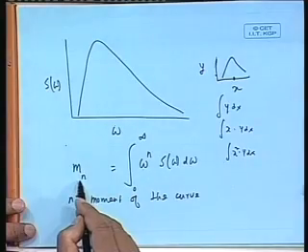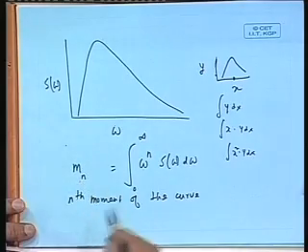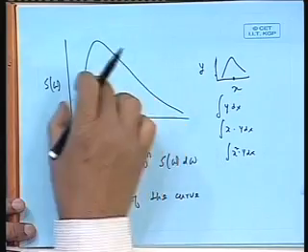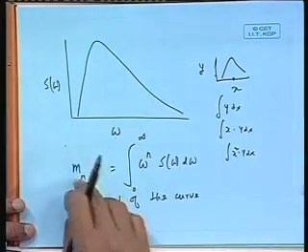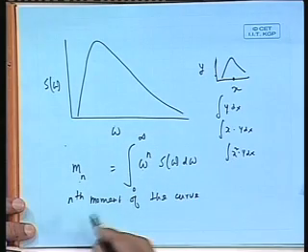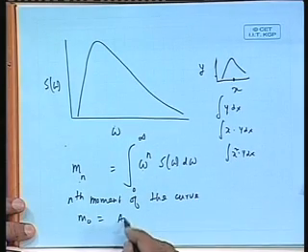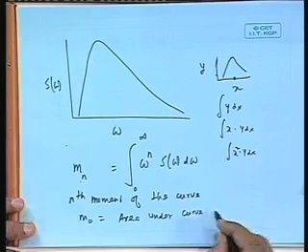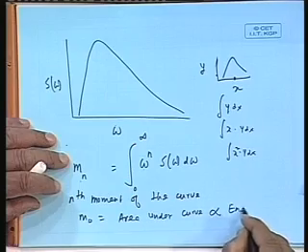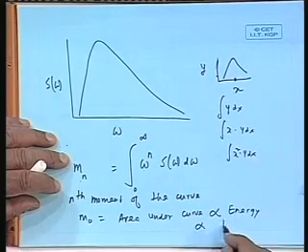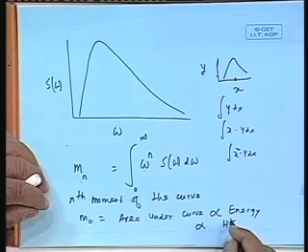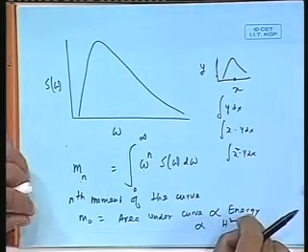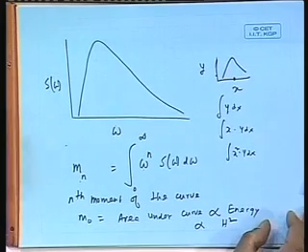Now, when you take n to be 0, that means m0, what is m0? It is nothing but the area under the graph, because M0 is S(ω) dω. So M0 is proportional to energy, which is proportional to height square. So the M0 becomes proportional to height square. We will come to this in a minute.